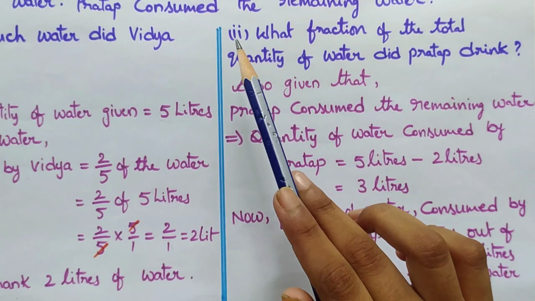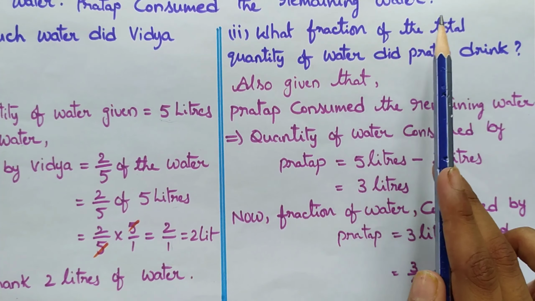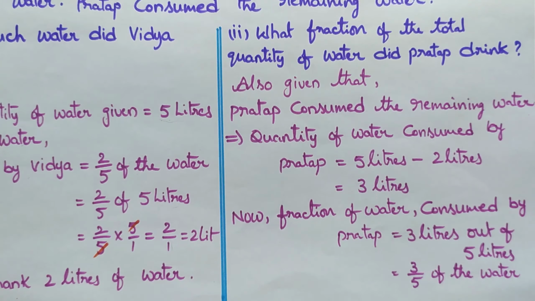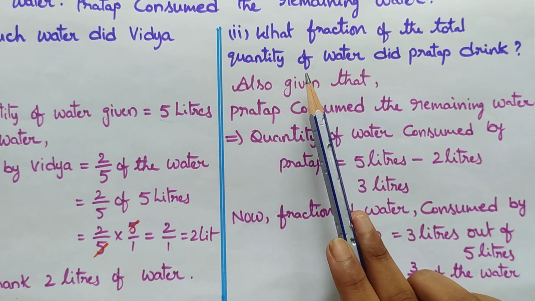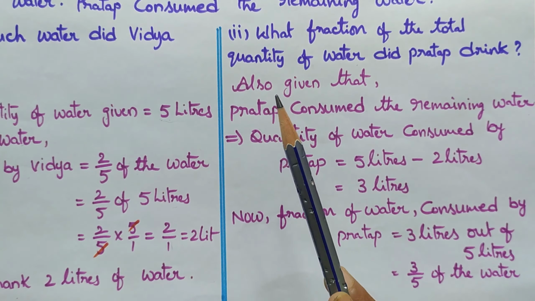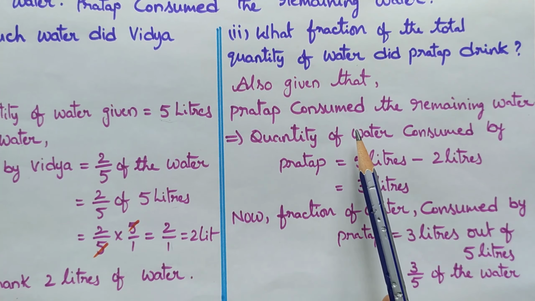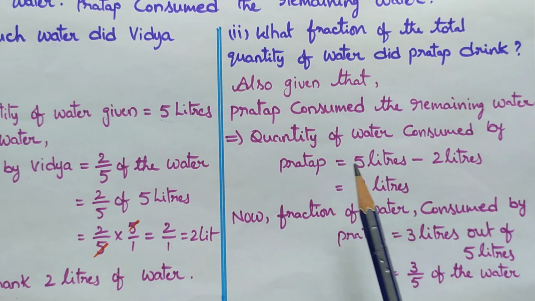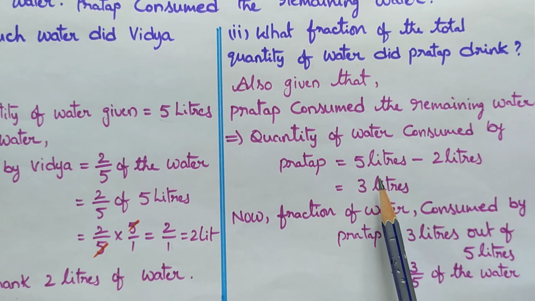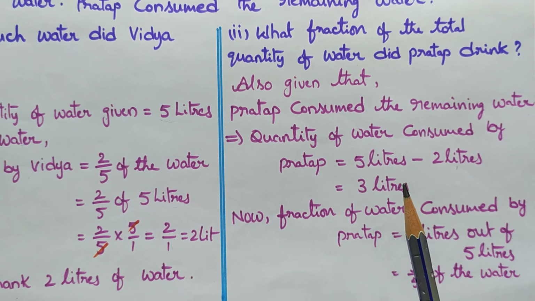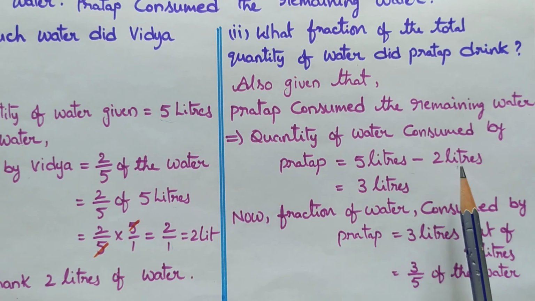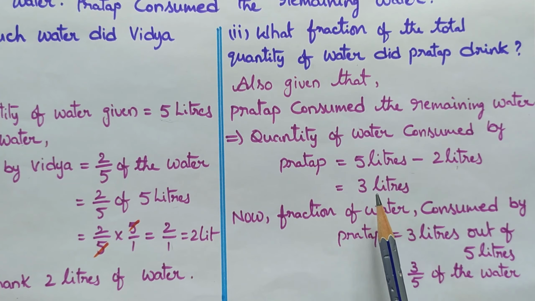Okay friends, now let us see the second bit. What fraction of the total quantity of water did Pratap drink? Vidya drank 2 liters of water. Then what fraction of the total quantity of water did Pratap drink? It is also given that Pratap consumed the remaining water. Quantity of water consumed by Pratap is equal to 5 liters total quantity minus 2 liters consumed by Vidya. So 5 liters minus 2 liters, 5 minus 2 is 3 liters. So Pratap is equal to 3 liters.